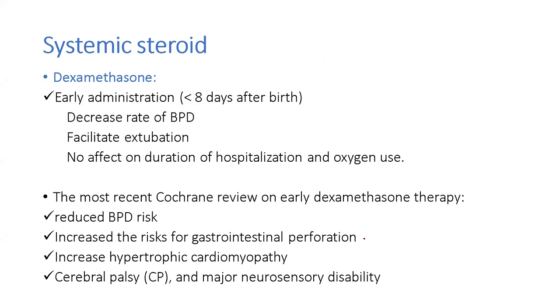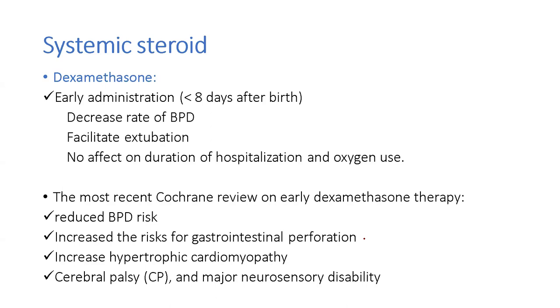What about the systemic steroids? We have two common systemic steroids in use. We have dexamethasone and we have hydrocortisone. The dexamethasone used to be routine in babies because there are studies that show that using dexamethasone, systemic steroid, decreases bronchopulmonary dysplasia. But that's no longer the recommendation. In fact, they are against using steroid except in very, very rare exceptions.